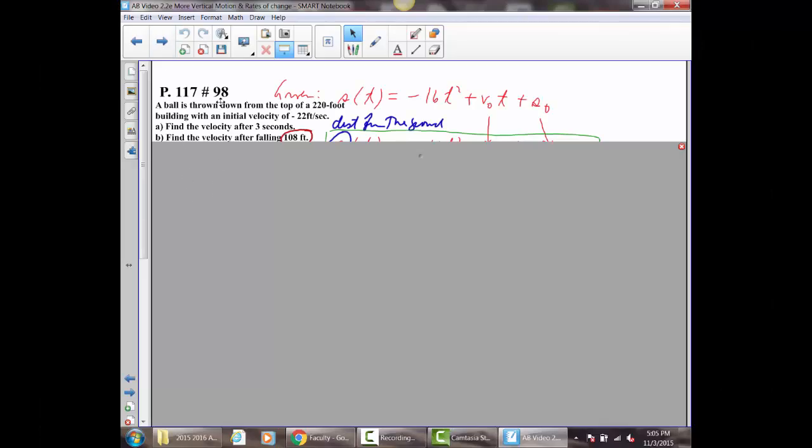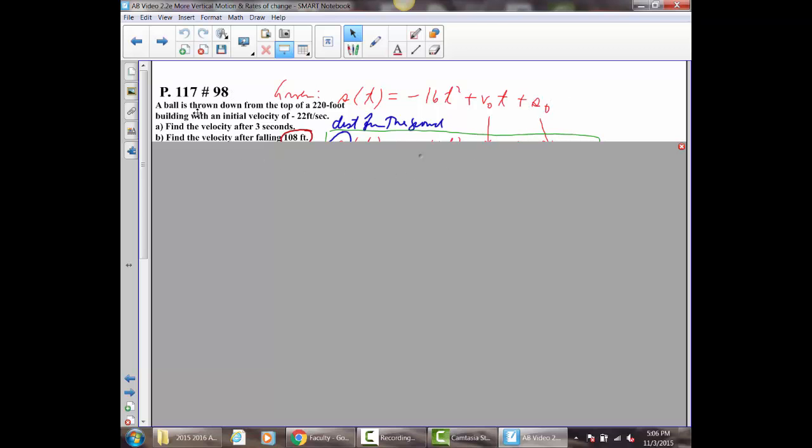So, this is number 98 on page 117. Remember we were talking about the position function. S is the height of the object from the ground at time t. So all these t's represent the time since the ball has left the hand of the person who's tossing it or dropping it. V0 is the initial velocity of this object, in this case a ball. And S0 is the initial height.